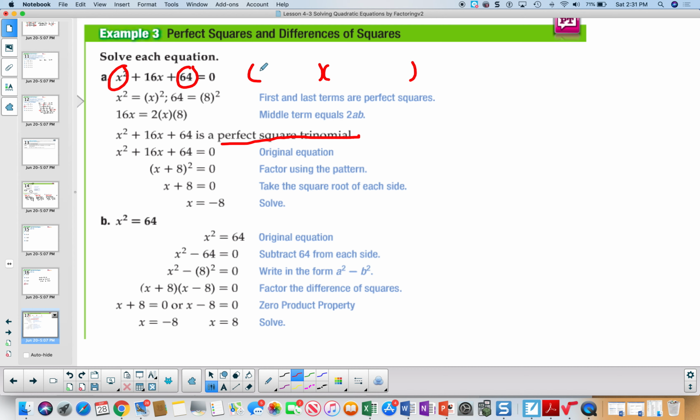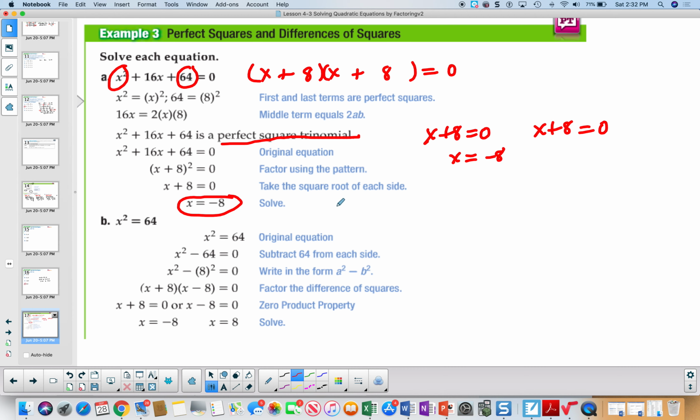I'm going to split up the x. I'm going to split up the 64, 8 and 8. Since everything is positive, I'm going to put a plus here, equals 0. And I can see that my outer and my inner do make the 16x, so I know this is correct. And so I can set each one of these equal to 0, and I'm going to get the same answer, so I really just have to do one of them, and that's how we're getting this answer. And this is called a perfect square trinomial.